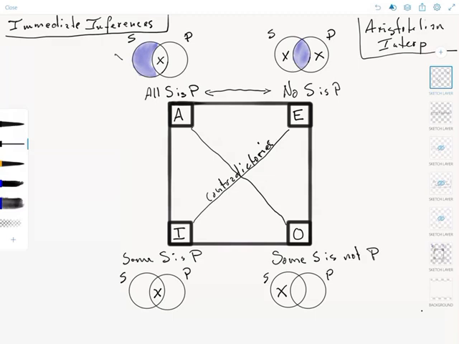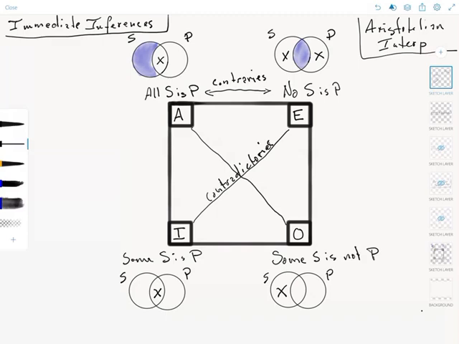So this relation, which incidentally is called contraries, cannot both be true, but they could be anything else. So in other words, they cannot both be true, which means that one could be true and the other false, the other true and the one false, or both false. So what we say about contraries is contraries cannot both be true.